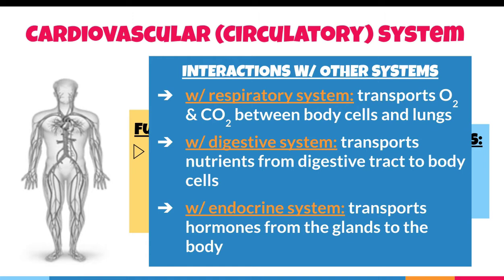This system interacts with the respiratory system by transporting oxygen and carbon dioxide between the cells and the lungs. It also works with the digestive system to transport nutrients from the digestive tract to the body cells, so any vitamins that you might pick up from your food. And with the endocrine system to transport hormones from each of those glands to where they need to go in the body.